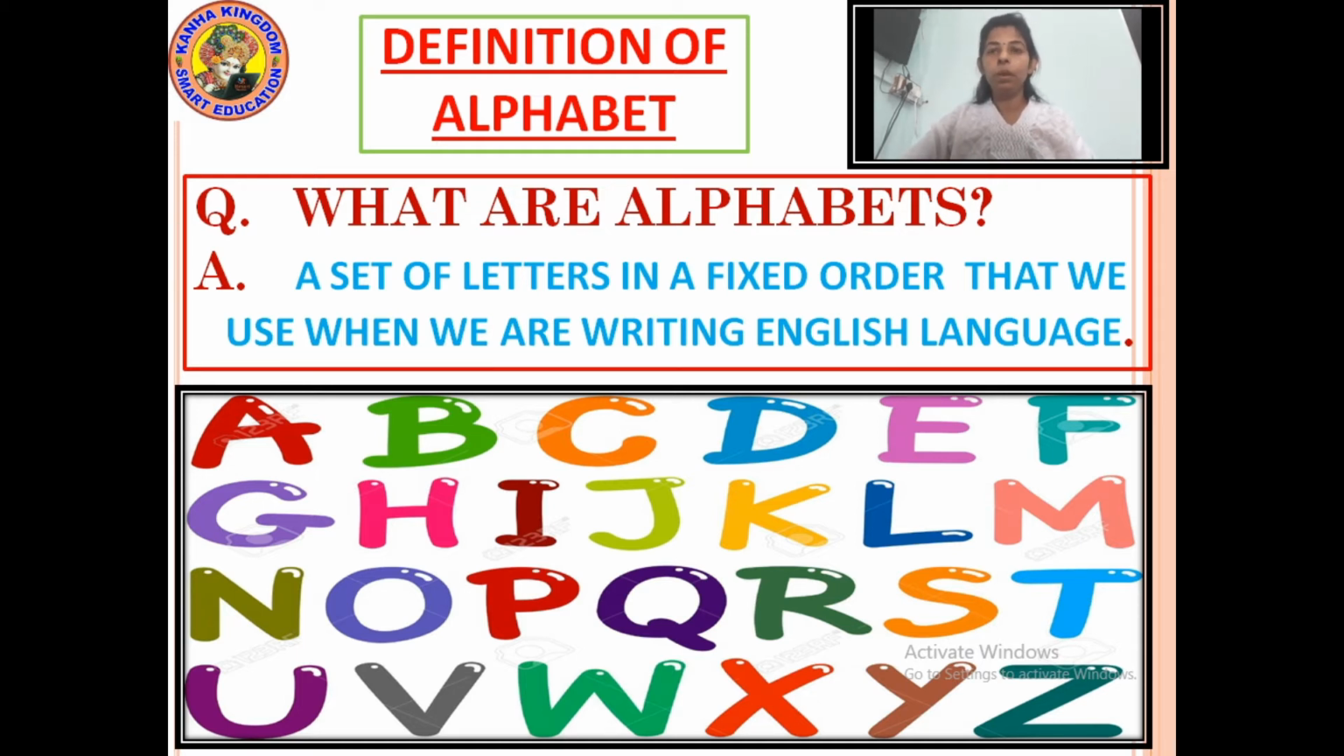Once more time we will see our alphabet. First letter is A. A, B, C, D, E, F, G, H, I, J, K, L, M, N, O, P, Q, R, S, T, U, V, W, X, Y, Z. Very good.